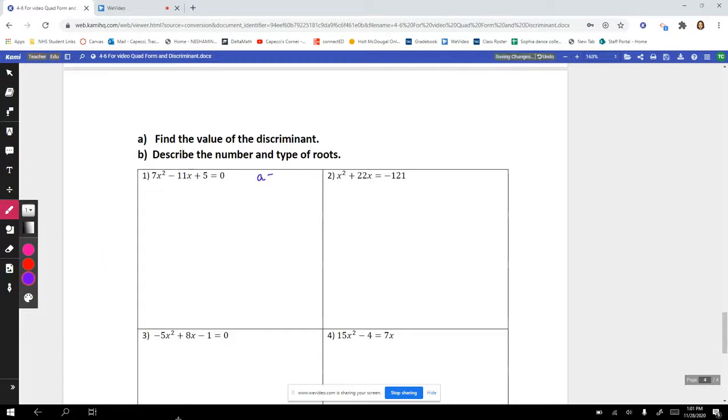So again, I need my a, b, and c. It's all set to 0. So a is equal to 7, b is equal to negative 11, c is equal to 5. So again, I'm going to write this up here, b squared minus 4ac, to help you. So I have negative 11 squared minus 4 times a, which is 7, and c, which is 5. So that gives me 121. And again, I can use my calculator if I want. Negative times positive gives me a negative. 4 times 7 is 28 times 5 gives me 140. So I'm going to have negative 19. So that's the discriminant. Okay, so we have a negative answer.